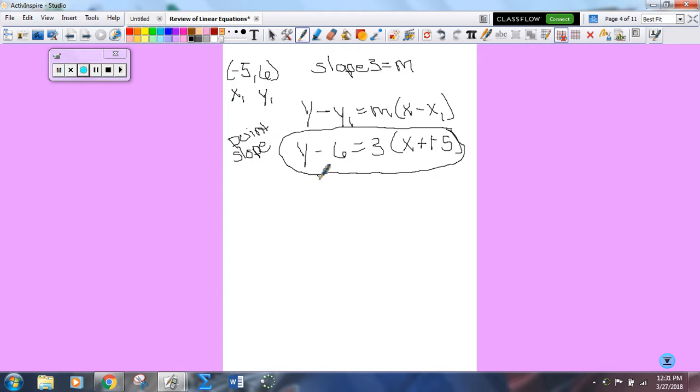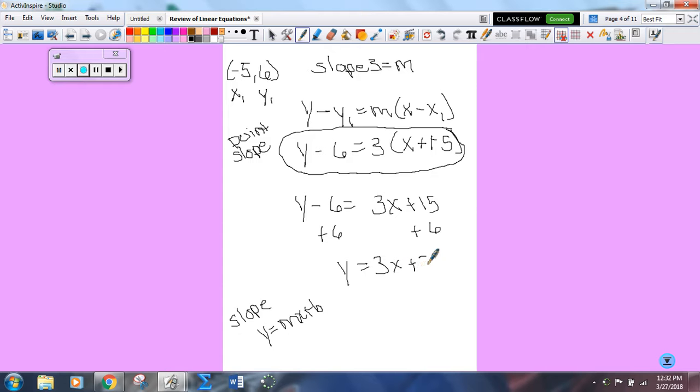I now need to do slope-intercept form, which looks like y equals mx plus b. So I need to make this be y equals mx plus b. So the first thing I'm going to do is distribute that 3. That gives me 3x plus 15. I now need to get y alone, so the opposite of minus 6 is add 6. And I get y equals 3x plus 21. Those are the 2 answers to number 1.